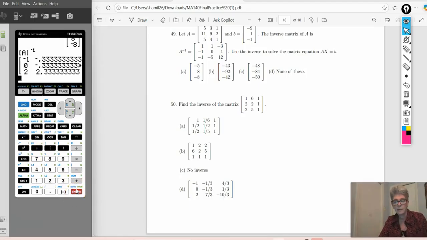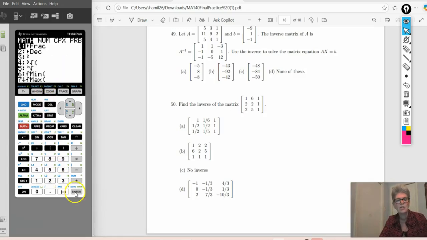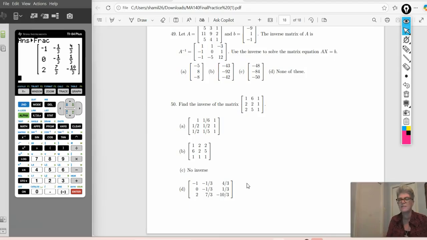Okay, now it's okay because we can convert the decimals into fractions. You come here and find the math button and press enter, enter. There's the inverse. And you can see that that matches up with selection D. So the answer is D. Okay, we made it. And what is our time? 1 hour, 38 minutes, and 19 seconds.